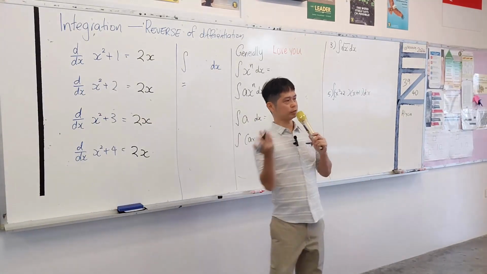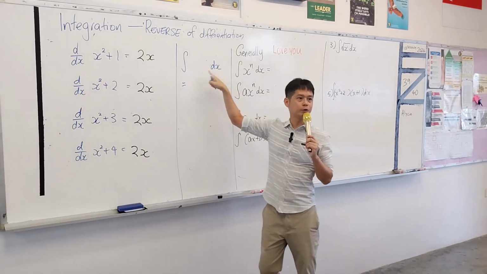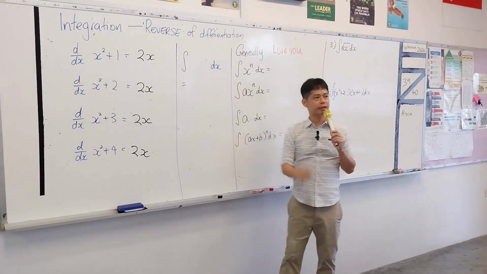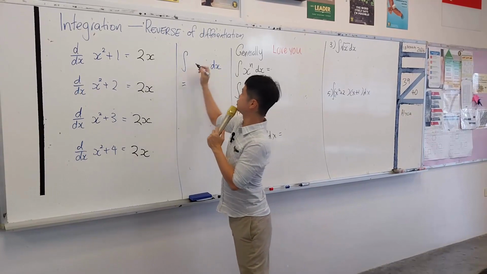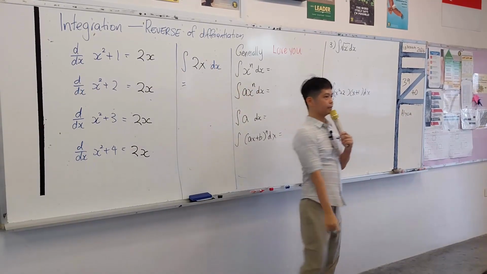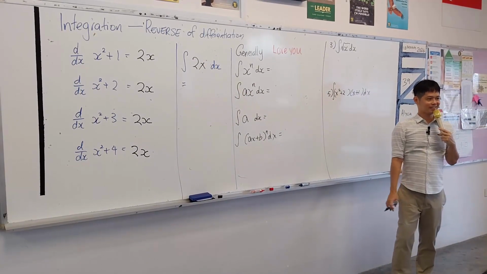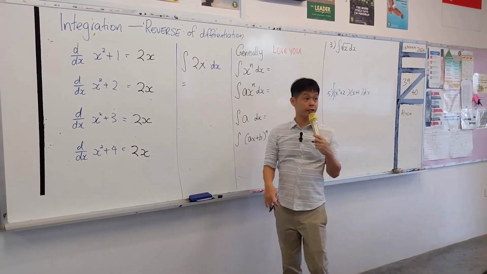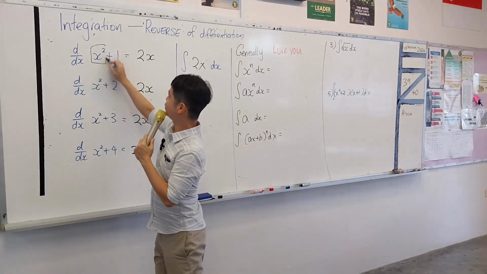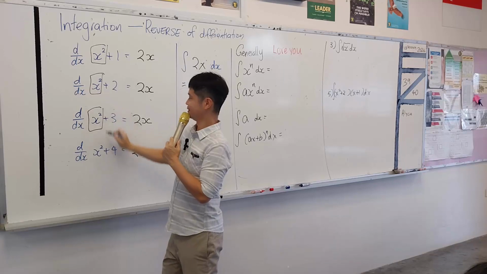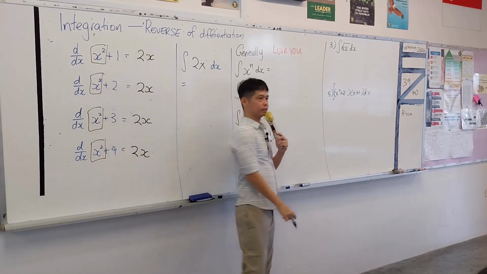So what happens if I do the reverse? The reverse is given by this sign. Please take note, there's an integration sign and there's a dx at the back. This is the notation. So I'm going to integrate the reverse. What do you think is the answer? You definitely are correct, you get the x squared. But if you only write x squared, you only have half the answer.